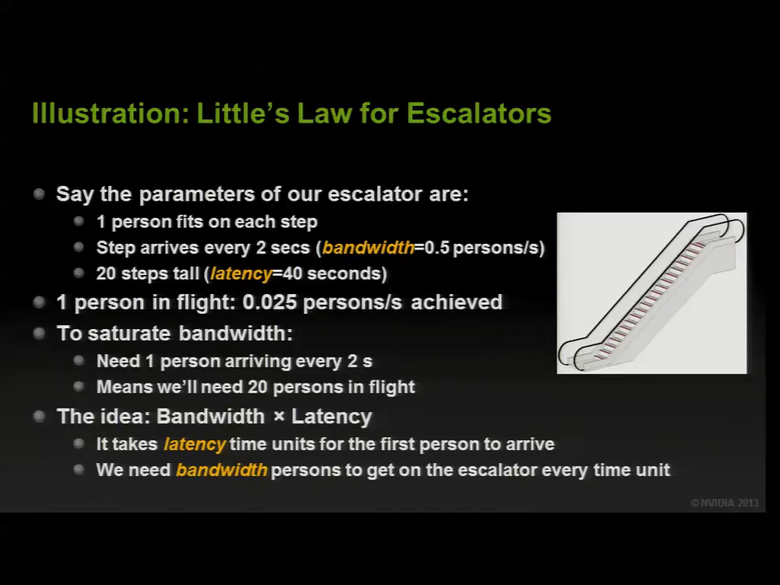Now, if you want to saturate the available bandwidth, which is one person per step, you need to be sure that you have at least one person arriving every 2 seconds at the bottom that is then eventually being spit out at the top. So let's see, it's every 2 seconds that somebody gets out there. So you want to have 20 persons that are on the different steps in the escalator. And that's exactly the same that we need to make sure for this pipe between the DRAM and our streaming multiprocessors. We want to make sure that we always have sufficient requests for data in flight.